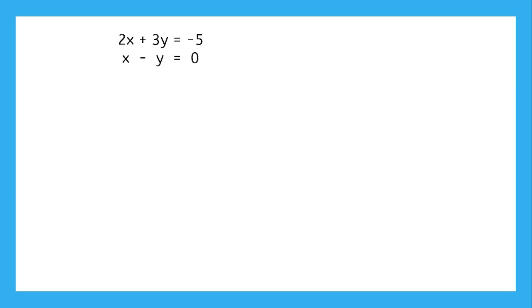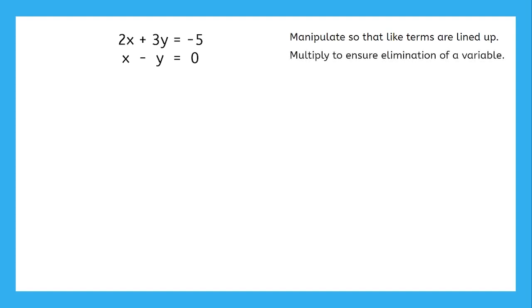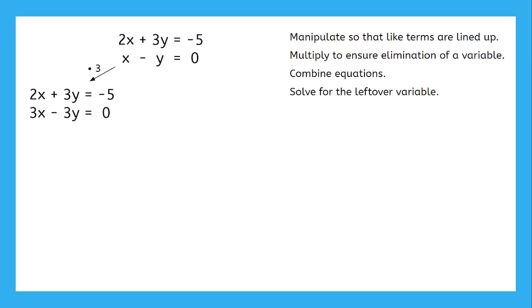This example is going to be a little harder. First, we should make sure that all the like terms are lined up, and they are. Next, we multiply to ensure that a variable will be eliminated. Neither of our variables are ready yet. So which equation should we multiply, and by what? Well, we've got two options here. If we multiply the bottom equation by 3, then the y terms will cancel. And when we combine and solve, we find out that x is -1.